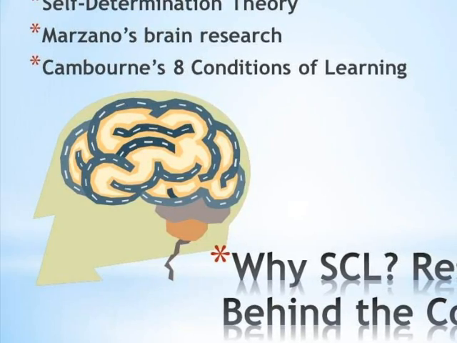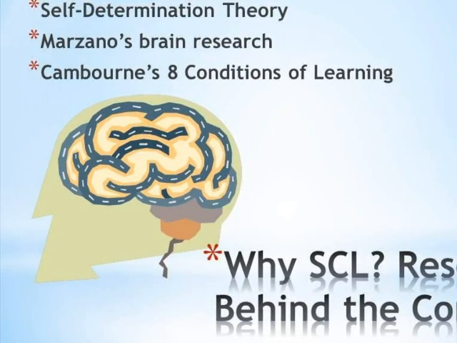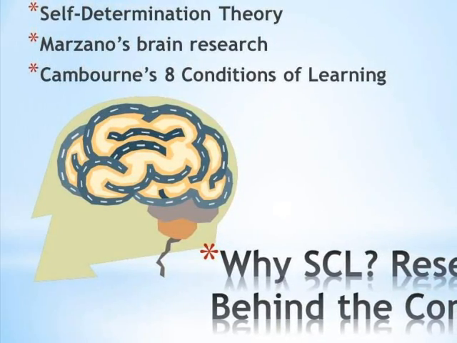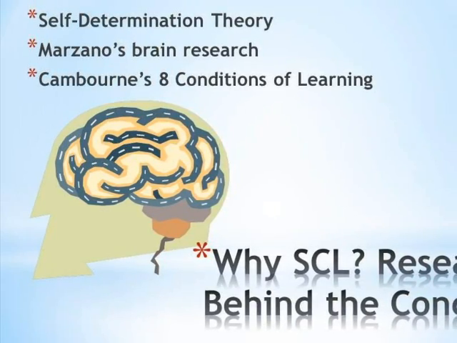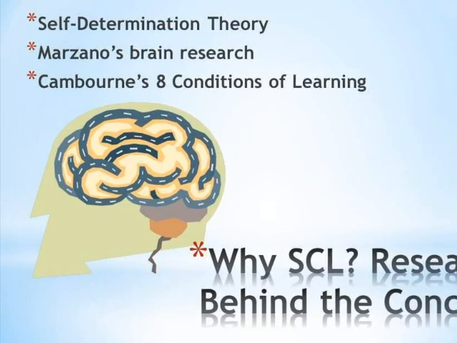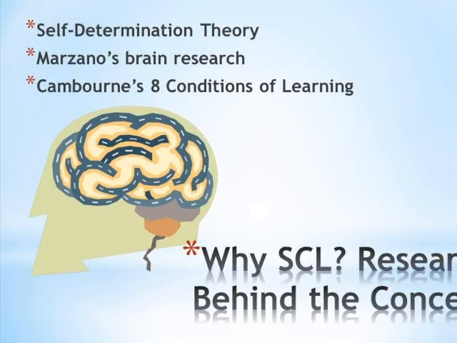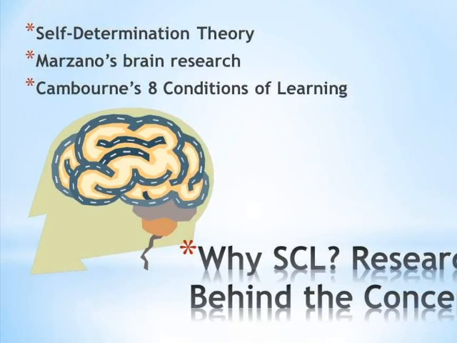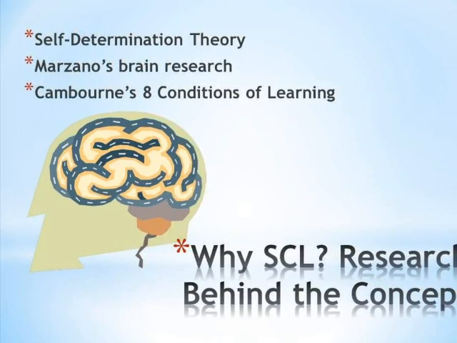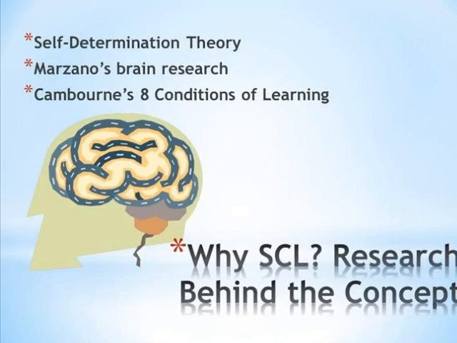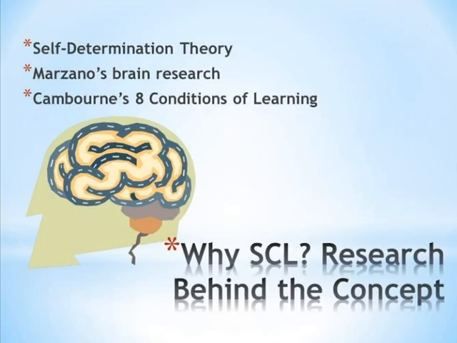Cambourne's 8 conditions of learning include immersion, responsibility, modeling, approximations, use of practice, response feedback, expectation, and engagement. All of these conditions create an ideal student-centered environment where students are connected to their learning while being guided by their teacher to achieve maximum understanding and success. These conditions are often seen outwardly through behaviors of the learners, planning of the teacher, and the environment in which children learn.